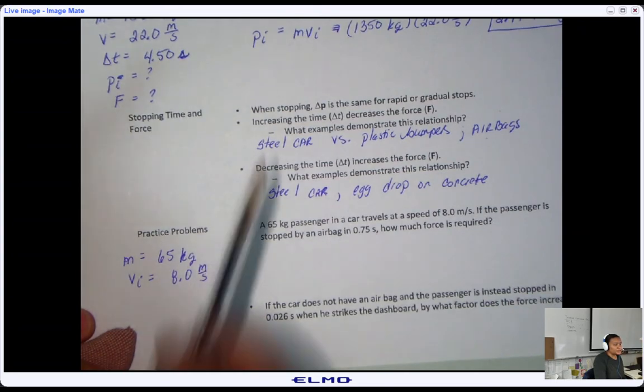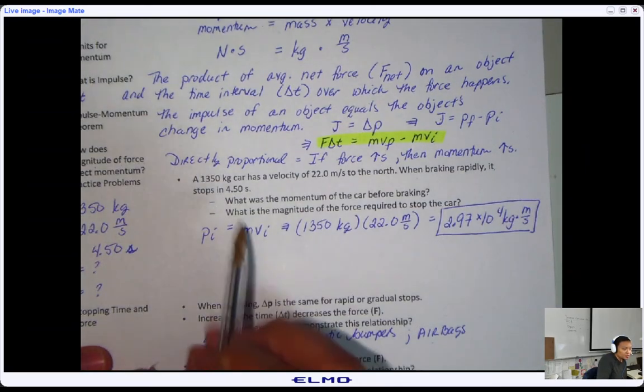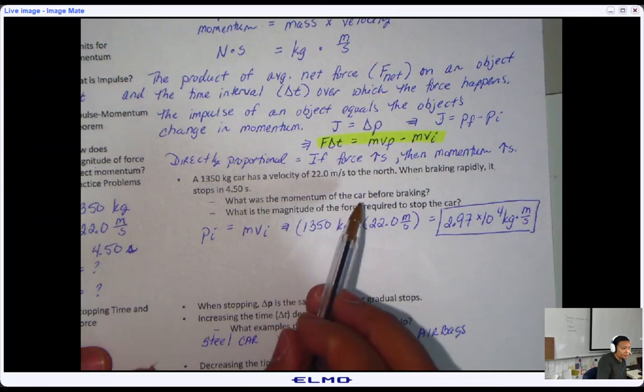I'm going to go back up to here. We had forgotten to do this problem. I had forgotten about it. All right, so I'm going to move back up. It says, what is the magnitude of the force required to stop the car?